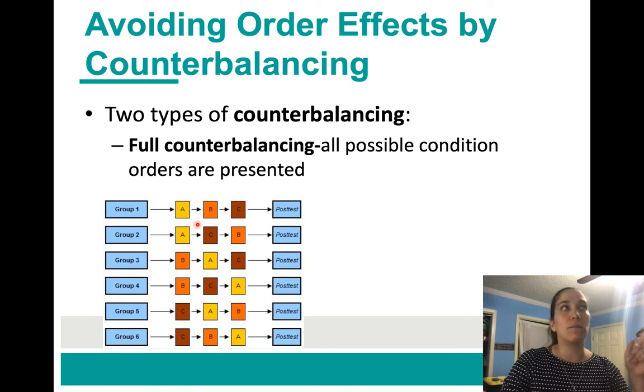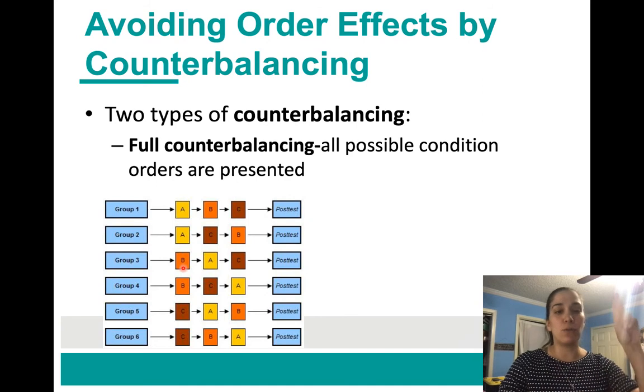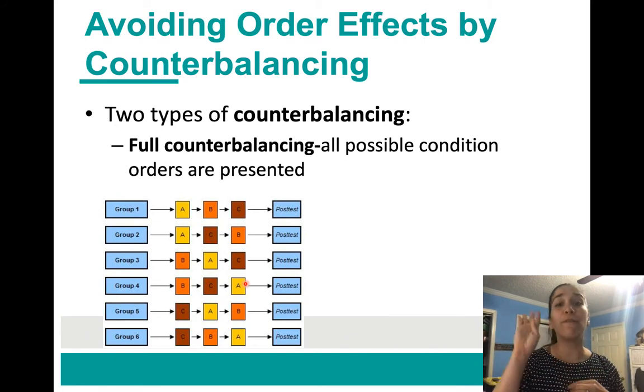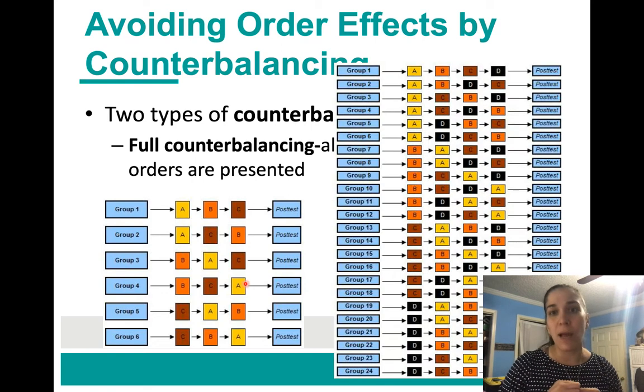Then level 1, level 3, level 2. Then another group gets level 2, level 1, level 3. Another group gets level 2, level 3, level 1, right? You can see how this becomes kind of problematic. If you have 4 levels of your independent variable, it looks like this. You have 24 groups if you're doing full counterbalancing. So this gets out of hand, right?